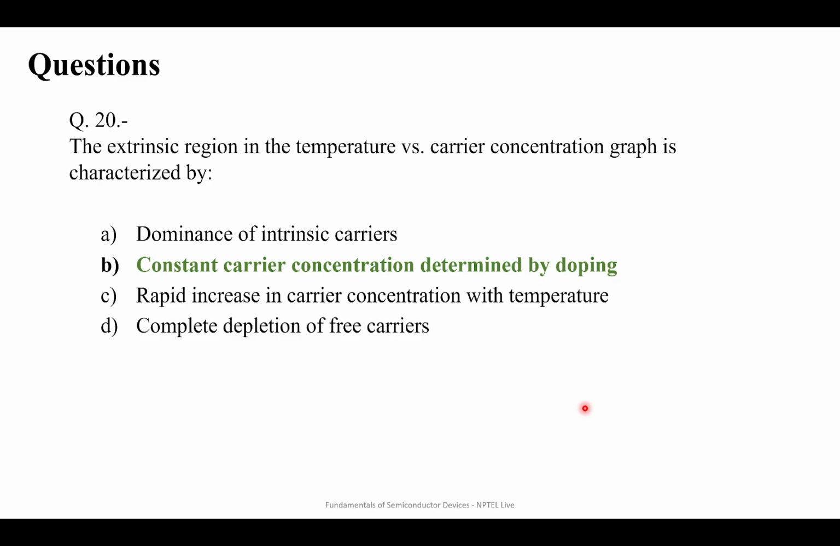If we go higher than this region, we get dominance of intrinsic carriers, caused by a rapid increase in carrier concentration with temperature, and we just studied that it's called the intrinsic region. If we lower the temperature, we will deplete the free carriers because of carrier freeze out. And if we go even below, we will have a complete depletion of free carriers.